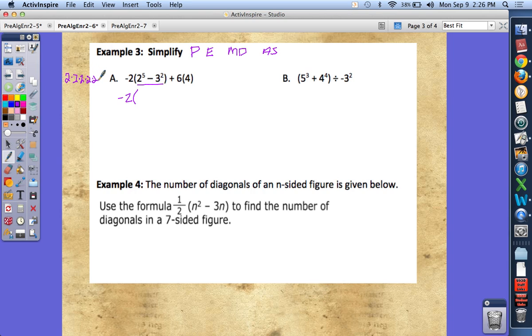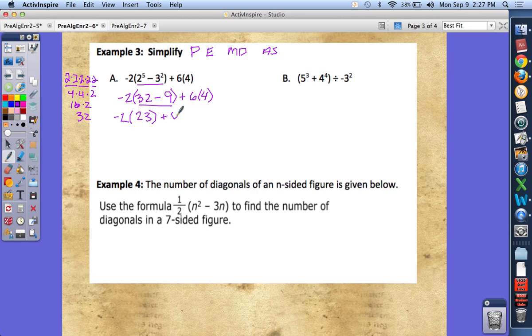So maybe you don't know 2 to the 5th quite yet by memory. You will get there. 2 to the 5th is going to be 4 times 4 times 2. So that is 16 times 2. So that's 32. Minus 3 squared, again I'm just squaring the 3 and pulling the minus sign down, is 9. Order of operations still inside the parentheses, I have negative 2. 32 minus 9 is 23.